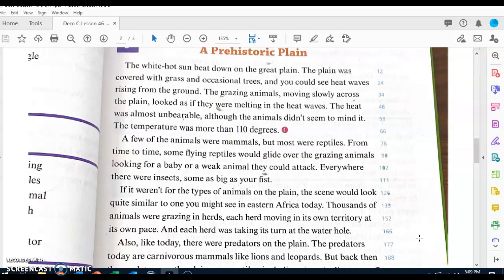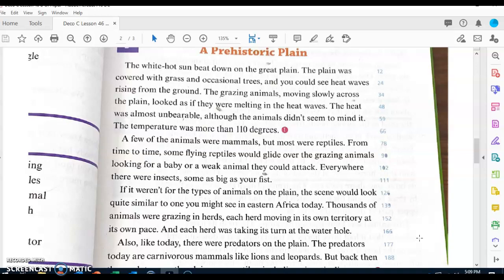From time to time, some flying reptiles would glide over the grazing animals, looking for a baby or a weak animal that they could attack. Everywhere there were insects, some as big as your fist. If it weren't for the type of animals on the plain, the scene would look quite similar to one you might see in Eastern Africa today.